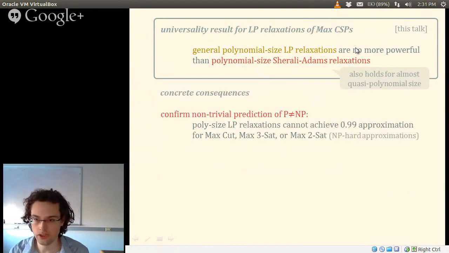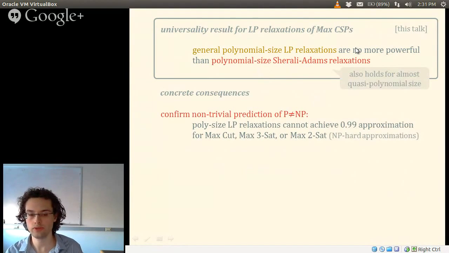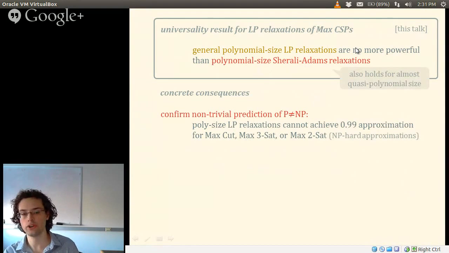Now, because we know a few things about Sherali-Adams, this result implies some concrete consequences about general polynomial size LP relaxations. In particular, there are certain approximations that are NP-hard to achieve, for example, a 0.9 approximation for max cut, max 3-set, or max 2-set.